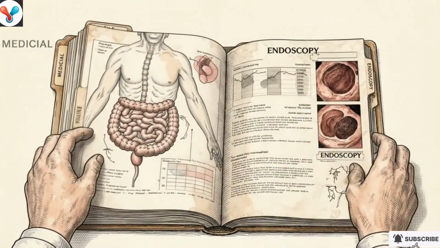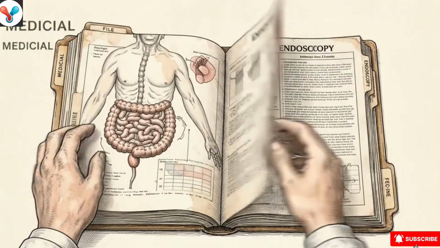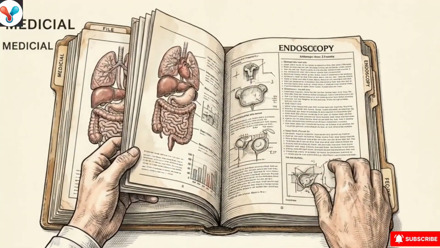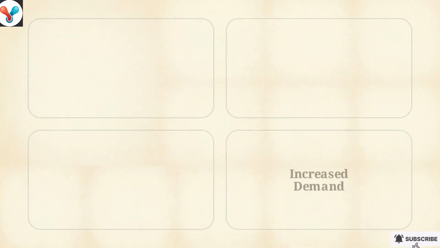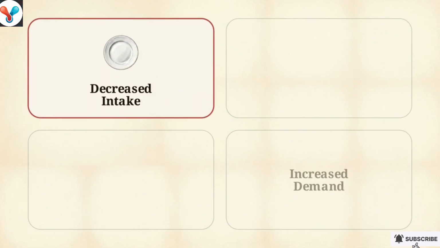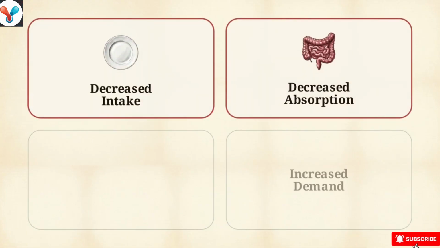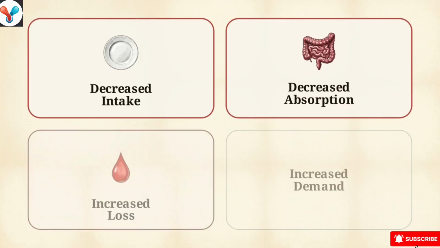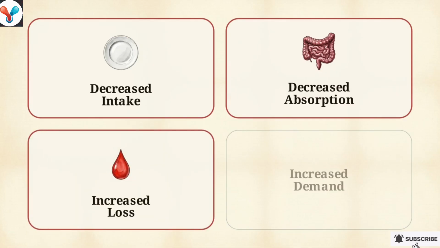Iron deficiency anemia is a clinical sign of an underlying process, not a standalone diagnosis. Root causes fit a 4-quadrant matrix. Decreased intake involves restricted diets. Decreased absorption occurs in conditions like celiac disease. Increased loss is a critical concern in adult men and postmenopausal women.